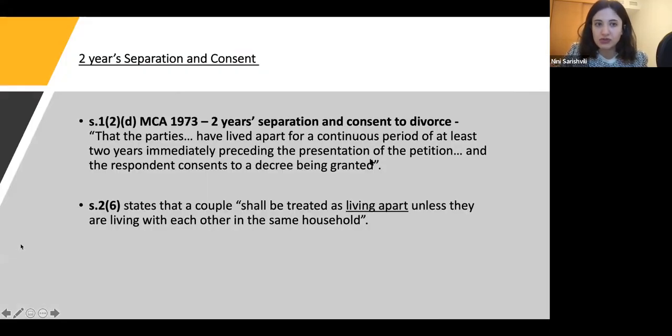This is the one about 2 years separation with consent, which means that if the parties have lived apart for 2 years immediately before they filed for divorce, and there was consent for divorce, then they can get it. They should be able to get the divorce. So these are the 2 requirements together: 2 years living apart, plus consent to divorce between the parties.